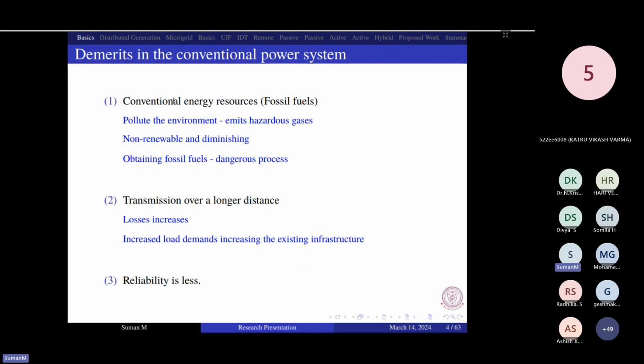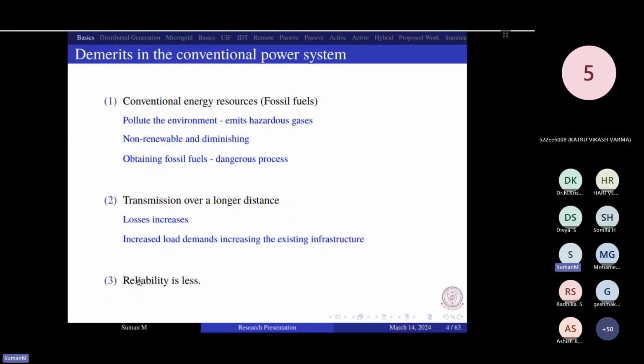Here we are going to deal only with renewable energy resources. If we deal only with renewable energy resources, all these problems will be gone. Transmission over the longer distance is also reduced, because the power required from the transmission network is going to be reduced. Because of this, the losses will also be reduced. Then the infrastructure: since we are able to supply the power at the customer end itself, the existing infrastructure need not be modified, or a new infrastructure need not be developed, so we can avoid the huge capital investment.